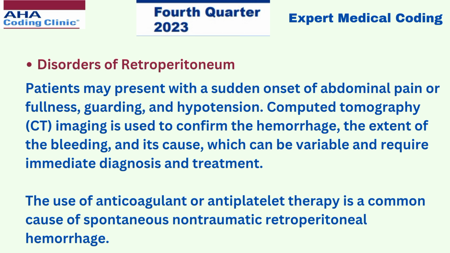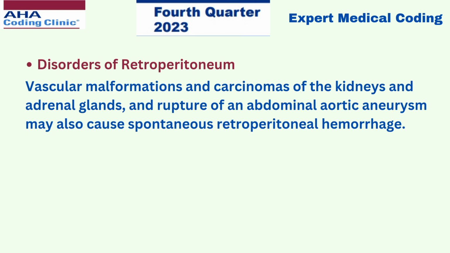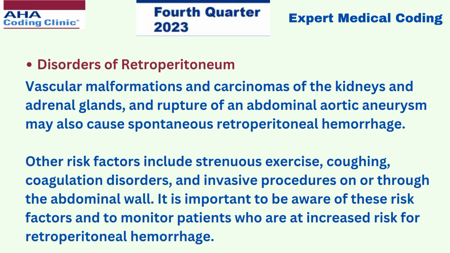The use of anticoagulant or antiplatelet therapy is a common cause of spontaneous non-traumatic retroperitoneal hemorrhage. Vascular malformations, carcinomas of the kidneys and adrenal glands, and rupture of an abdominal aortic aneurysm may also cause spontaneous retroperitoneal hemorrhage. Other risk factors include strenuous exercise, coughing, coagulation disorders, and invasive procedures on or through the abdominal wall. It is important to be aware of these risk factors and to monitor patients who are at increased risk for retroperitoneal hemorrhage.